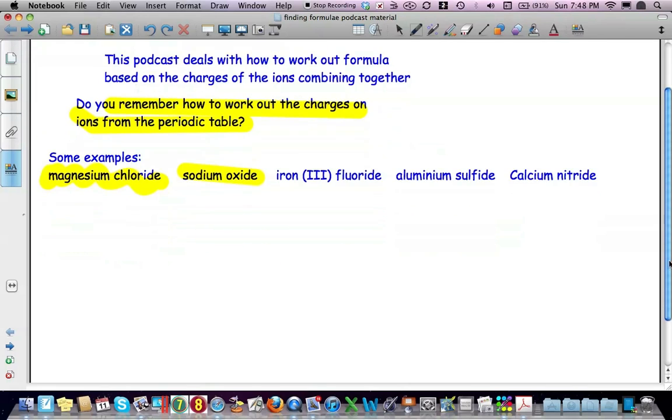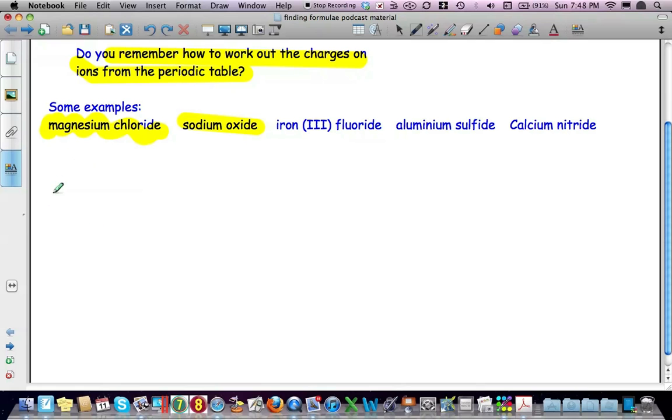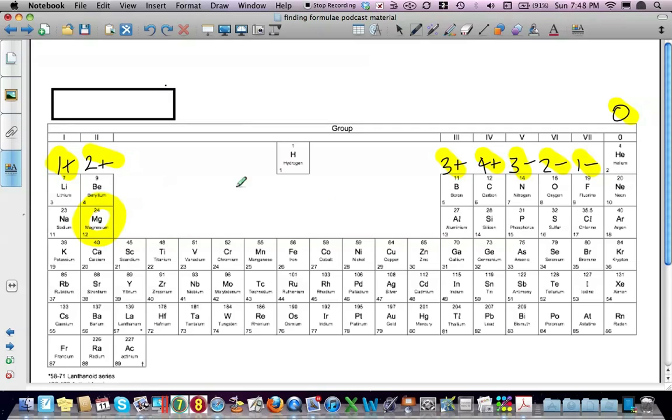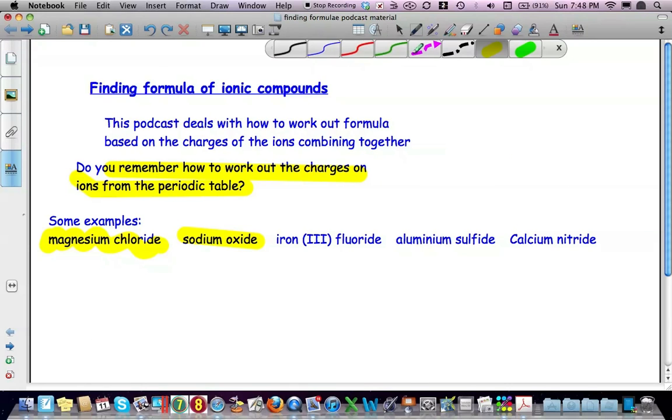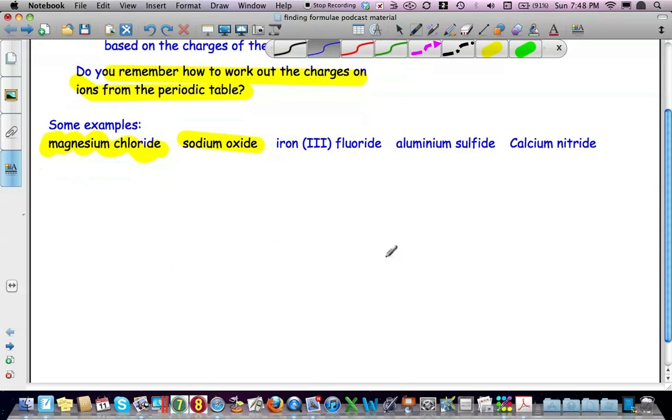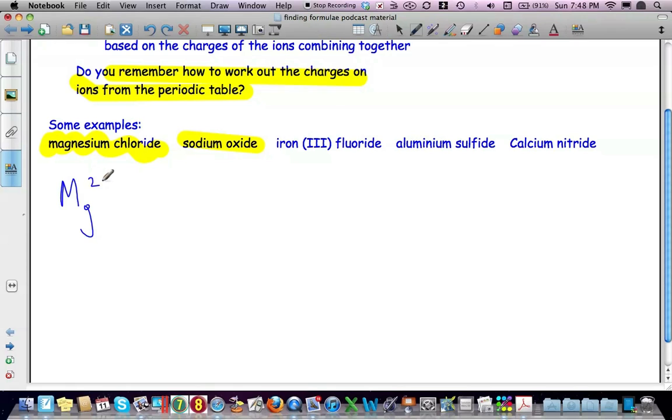All right? So, here's the principle then. You're going to form a neutral ionic compound. So for magnesium, which is in group 2, when it combines with chlorine, which is in group 7, they will form a neutral compound. Now you just need to work out how many ions are required to combine with each other. Magnesium is 2 plus because it's in group 2. Chlorine is minus 1 because it's in group 7.